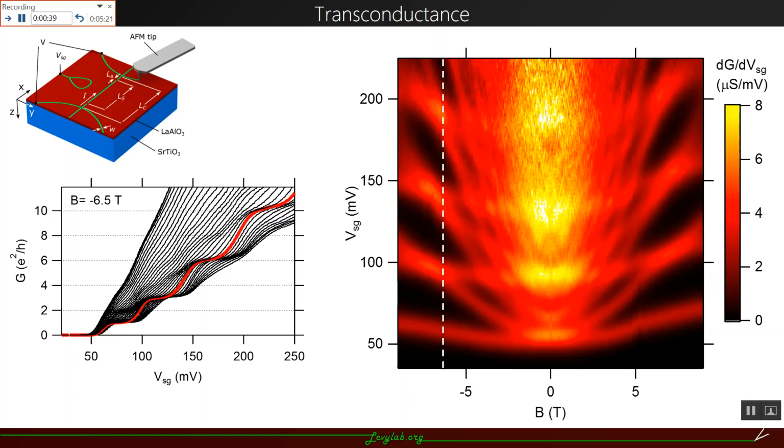Additionally, we can see two sets of manifolds, two manifolds of subbands, in the structure here. So these closer spaced subbands are due to the confinement in the y direction, in the lateral dimension across the nanowire, whereas this manifold that's spaced farther apart, these are due to tuning the occupation of the z modes, the vertical modes, in these nanowires, or in these waveguides.